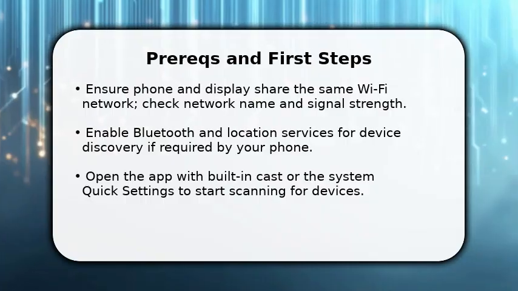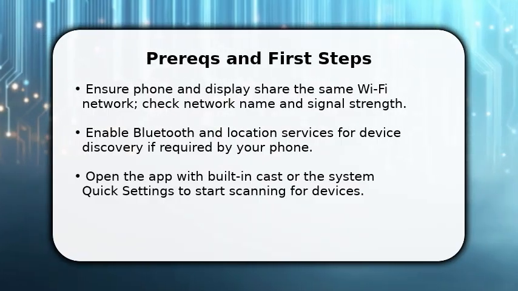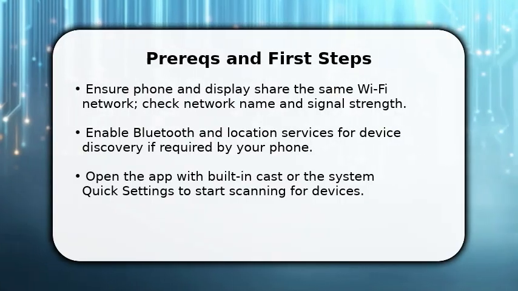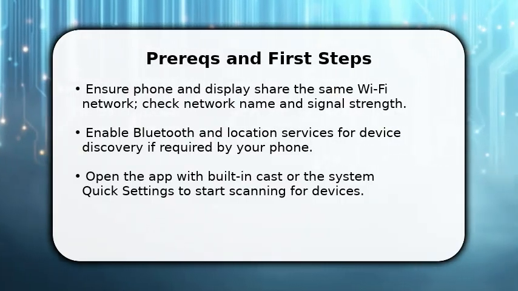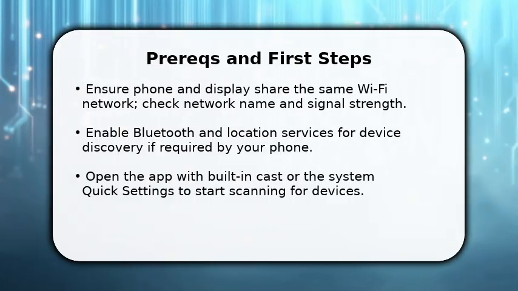You begin by confirming prerequisites. Your phone and the TV or dongle must share the same Wi-Fi network, and Bluetooth may need to be on for discovery. Once done, make sure location services are enabled so the system can find nearby displays.